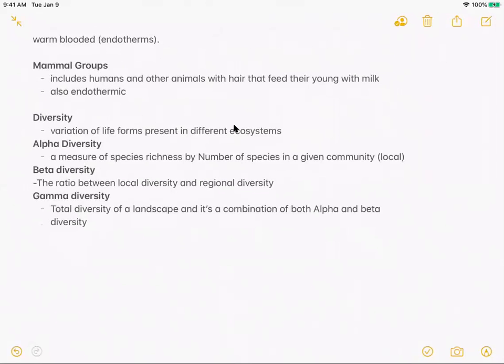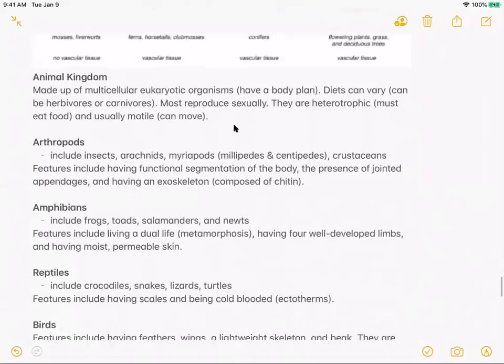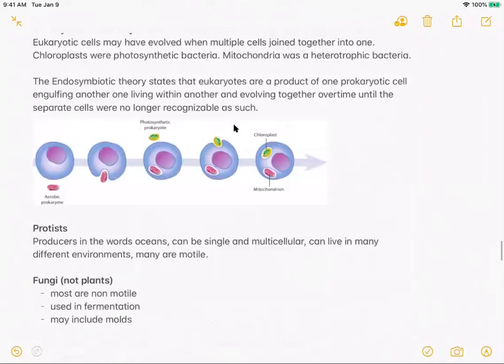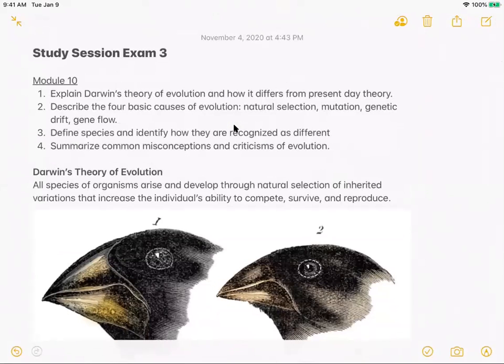And yeah, that's pretty much it for all of the modules. I feel like this exam isn't as detailed, as I mentioned before, as the last exam, because you're not going through all of the stages of mitosis and meiosis. We're basically going into evolution and diversity. So that's pretty much it for all of the modules. Those are some basic notes.